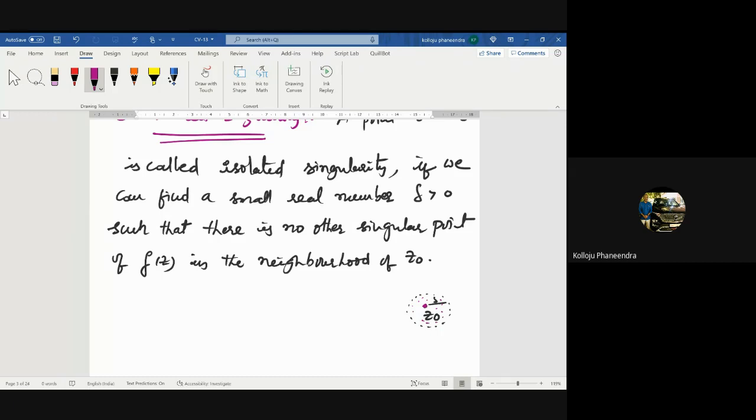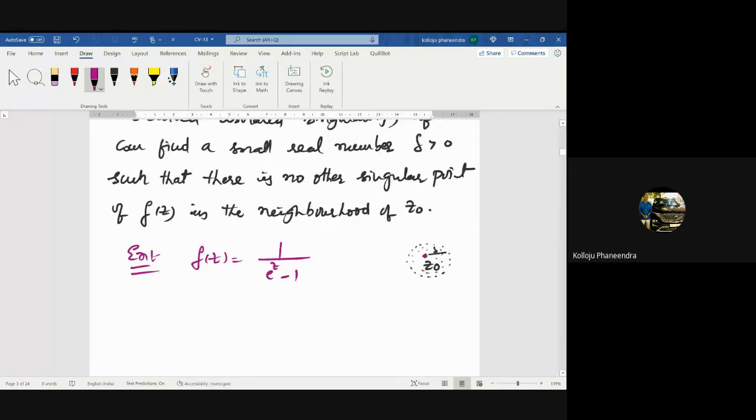That is called isolated singularity. Example: to explain the concept, I am taking the same example, e to the power of z minus 1.